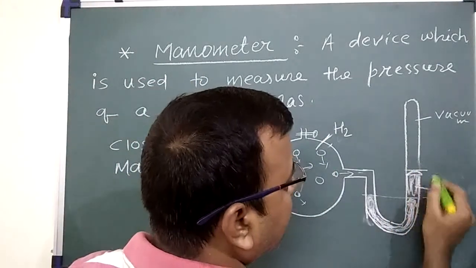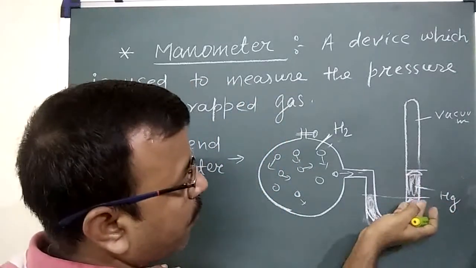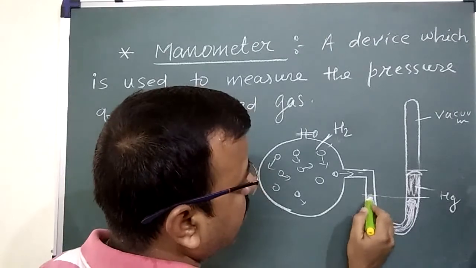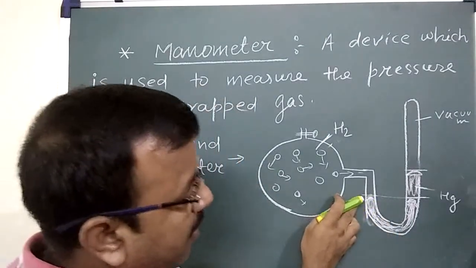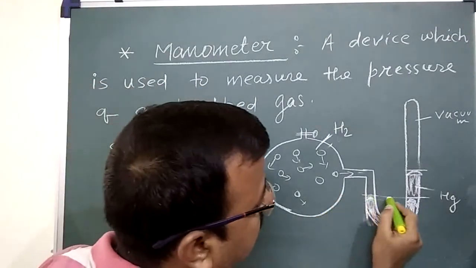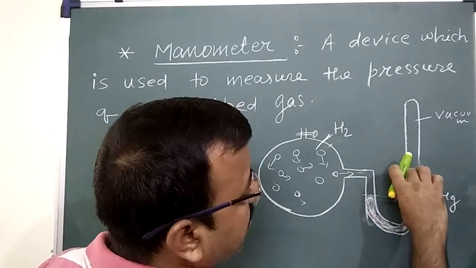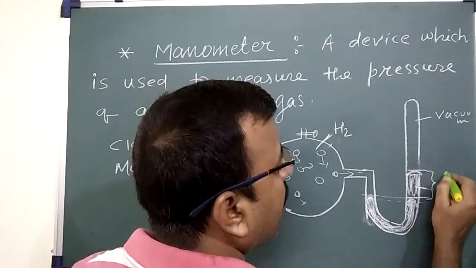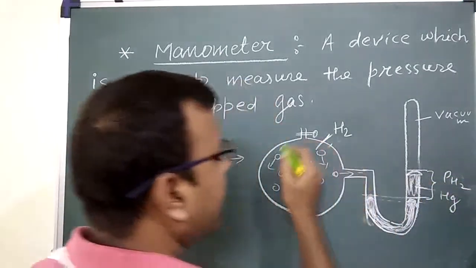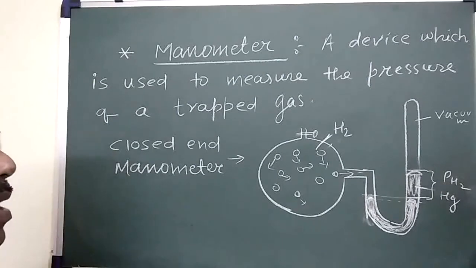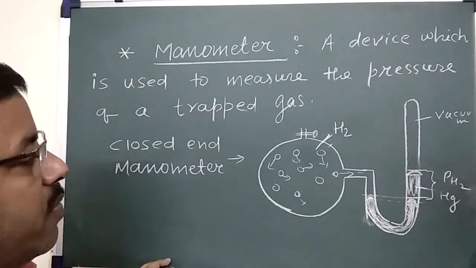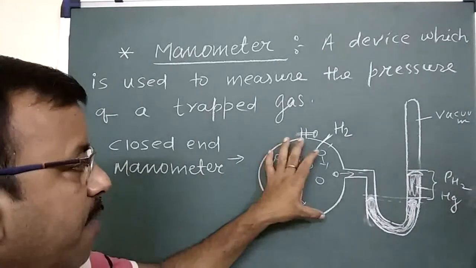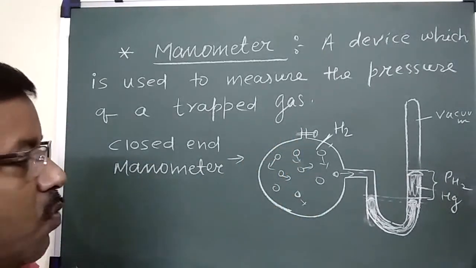Here you see the height from initial, when you see the height of the limb on the left, and see what the difference is. This is the difference. So this will be the pressure of hydrogen gas taken inside the chamber. So in this way we will use the manometer to measure the pressure of a gas trapped in a container.